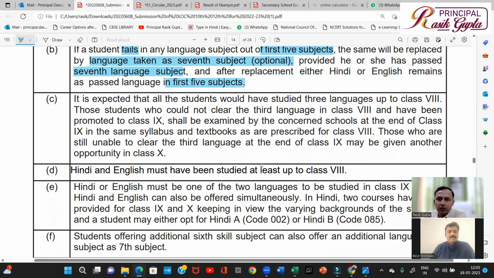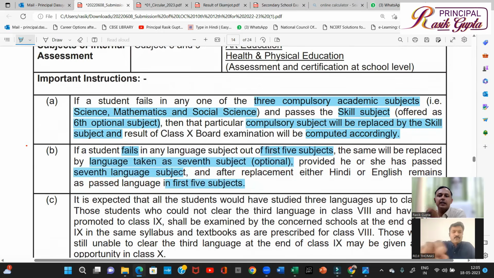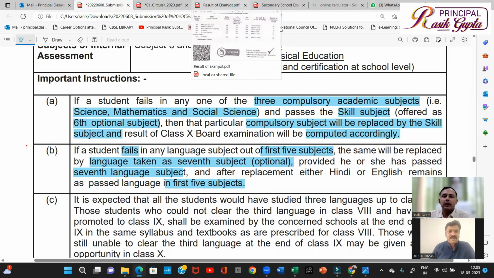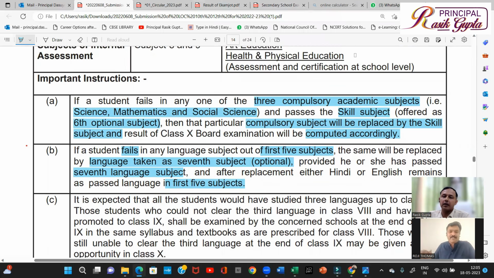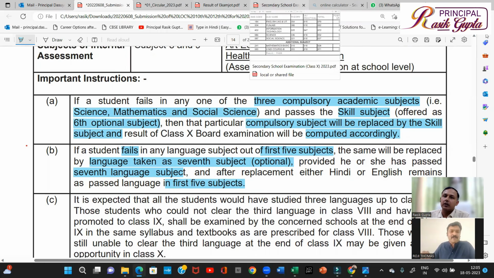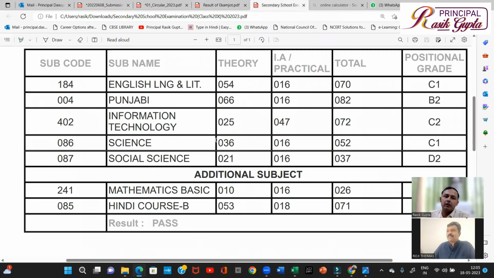Then there is point C also. Do we need to explain this also? No, I don't think so. These 2 points are very clear. The compulsory subjects, science, mathematics, and social science, can be replaced by the 6th subject, and the first 2 languages, either English or Hindi, can be replaced by the 7th subject if that is a language. If the 7th subject is a language, then only it can replace. Absolutely. So we can share one example.